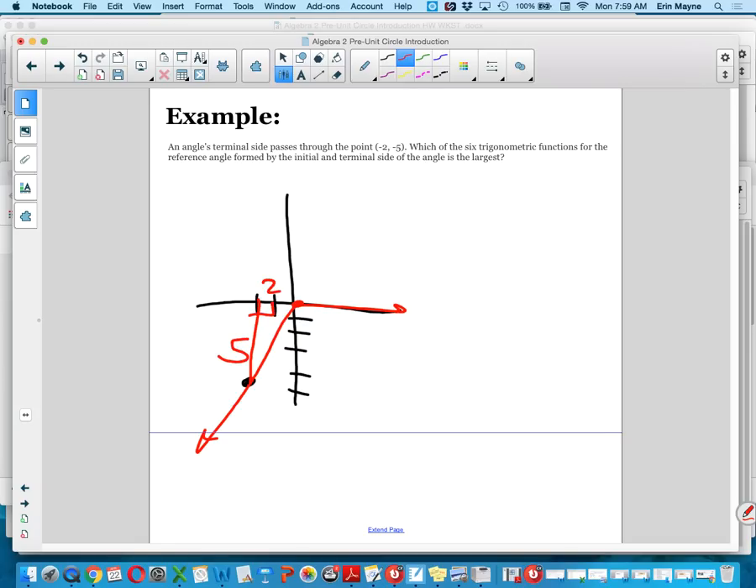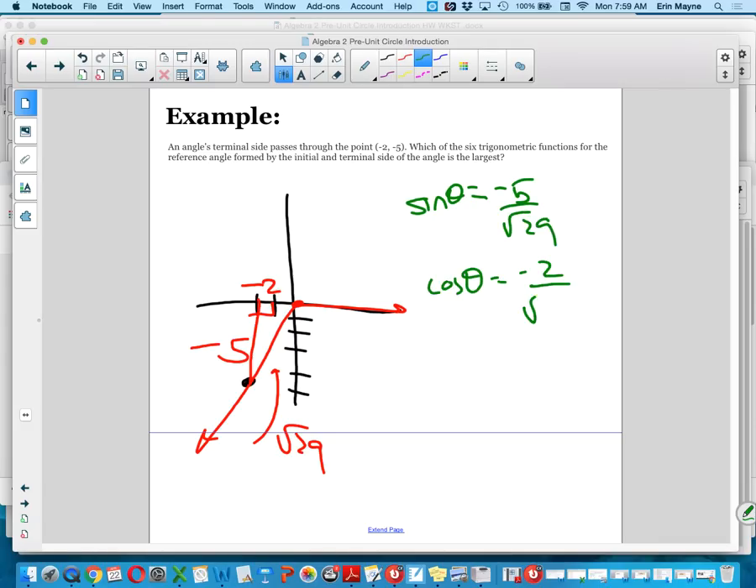But what's the difference now? We're in the third quadrant. This is still the square root of 29. So hit pause, and if you would for me, crank out those 6 trig functions. The sine of my angle now for the first time is negative. The cosine of my angle is negative 2 over root 29. The tangent of my angle is now positive 5/2. Why? Because it's a negative over a negative.